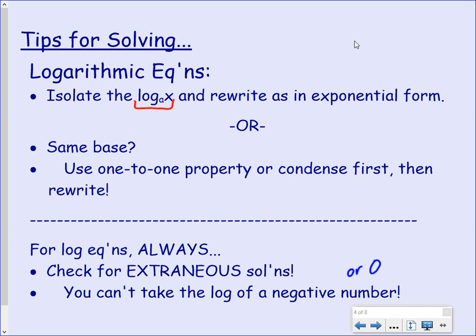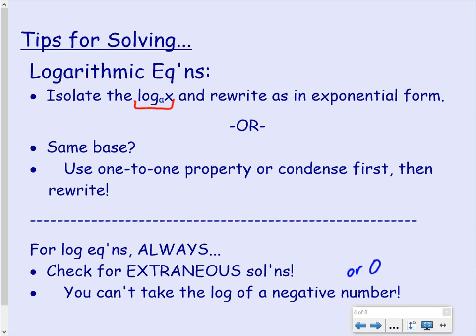So always remember, extraneous is different than wrong. Okay? A better word for extraneous would be false. You did all your math correctly, but at the end you plug your answer back in and it doesn't fit into the domain of the function. So it's not a correct solution, or not a valuable solution to us.